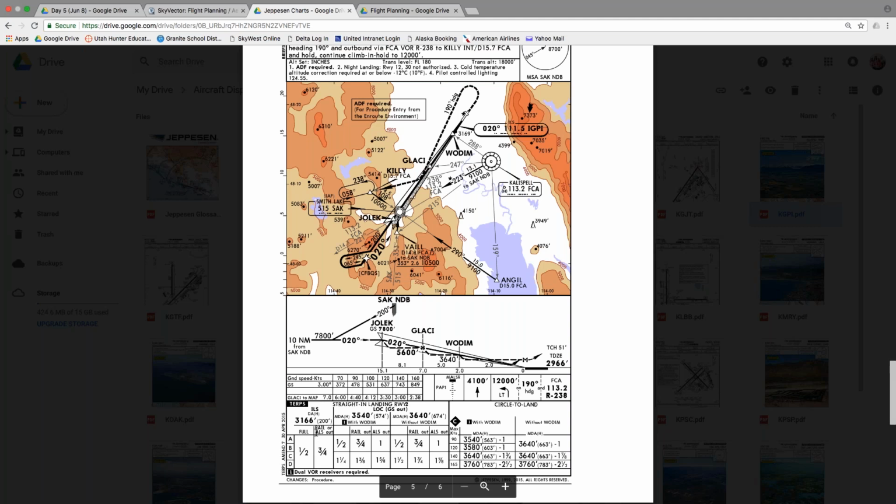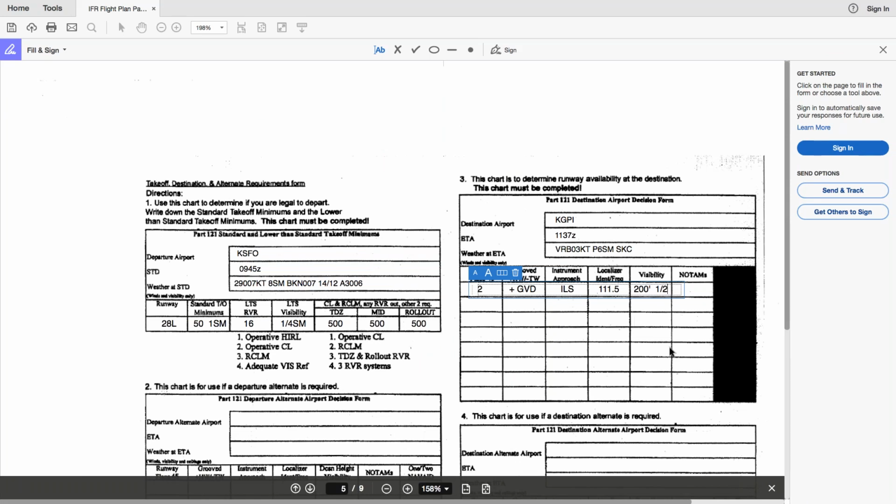Since nothing was NOTAMed out, if you guys remember back to our NOTAMs, the only NOTAM we had was the SAK VOR, or SAK NDB, was out of service. That's not part of the ILS system, so we can assume that we have a full ILS here. So 200.5 are our minimums. Okay? NOTAMs: NA. And that's all we need to do.